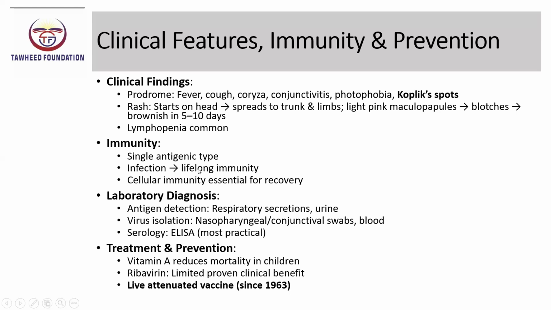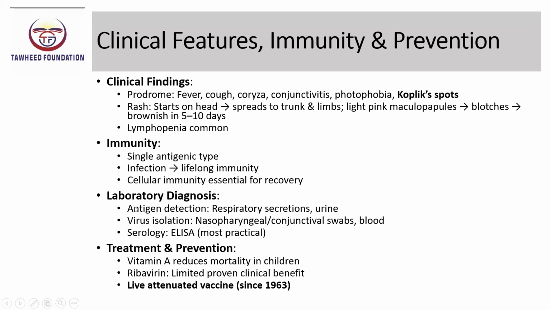Immunity: there is only one antigenic type of measles virus. Infection confers lifelong immunity. Most so-called second attacks represent error in diagnosis of either the initial or the second illness. The presence of humoral antibodies indicates immunity. However, cellular immunity appears to be essential for recovery and protection.